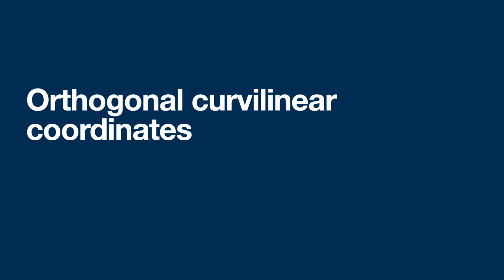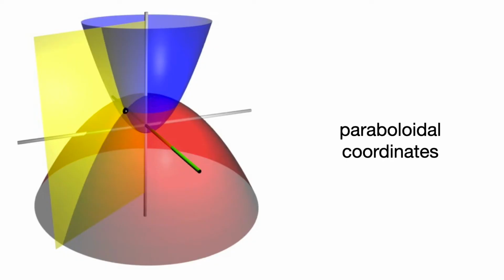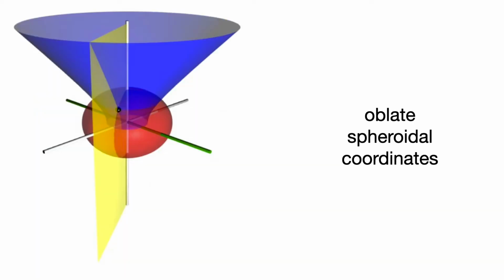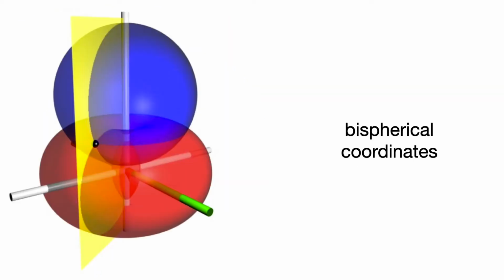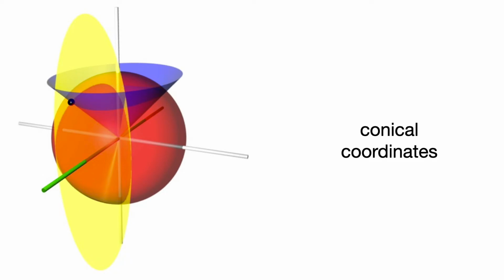However, cylindrical coordinates and spherical coordinates are still not the only way to specify points in 3D space. There are also paraboloidal coordinates, oblate spheroidal coordinates, prolate spheroidal coordinates, toroidal coordinates, bispherical coordinates, conical coordinates. You get the idea. There are a lot of different coordinate systems, and we're not going to look at any of these particular other systems in detail.